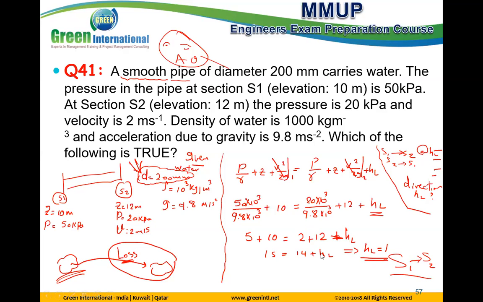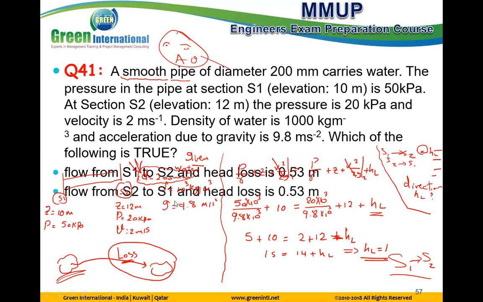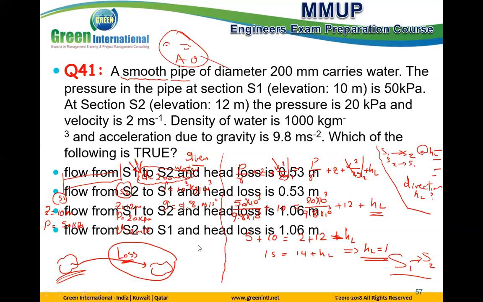Clear? Okay. S1 to S2 and the losses head 0.5? No. Different direction but the same value? No. S1 to S2 and 1.06 meter? Yes. Answer C, the third one. It means the third one is the correct one. Any question? No.